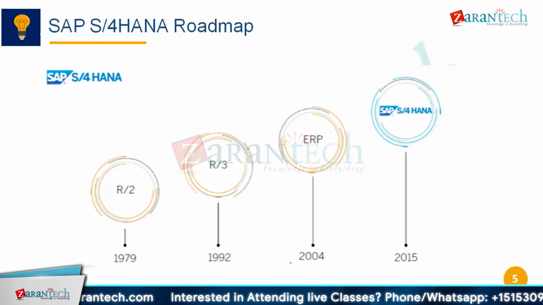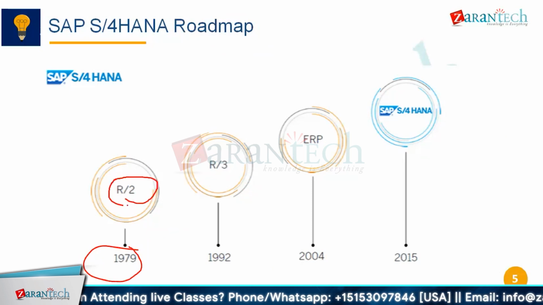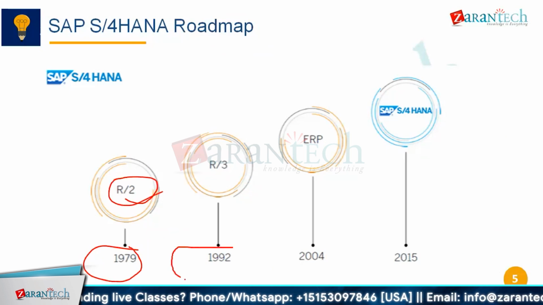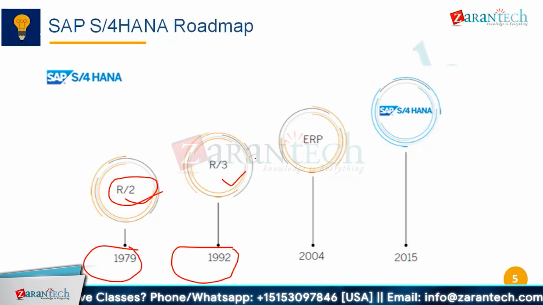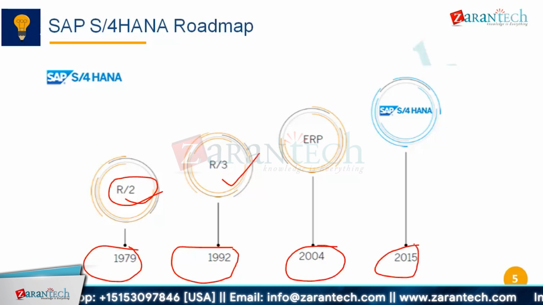Now going to the next slide, the S/4HANA roadmap. In 1979, they released the R/2 architecture version. Then in 1992, they released the R/3 version. In 2004, they released the ERP version. In 2015, they released the S/4HANA version.